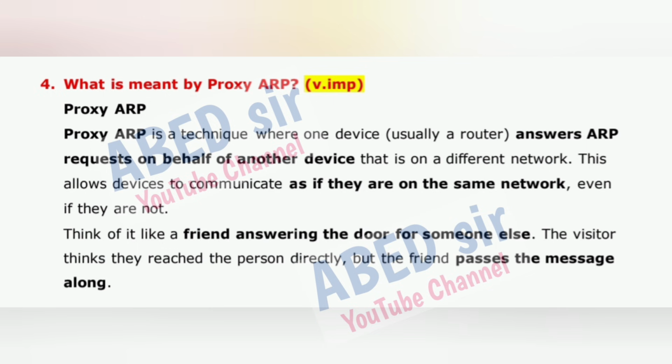What is meant by proxy ARP? Proxy ARP is a technique where one device, usually a router, answers ARP requests on behalf of another device that is on a different network. This allows devices to communicate as if they are on the same network, even if they are not. Think of it like a friend answering the door for someone else. The visitor thinks they reached the person directly, but the friend passes the message along.